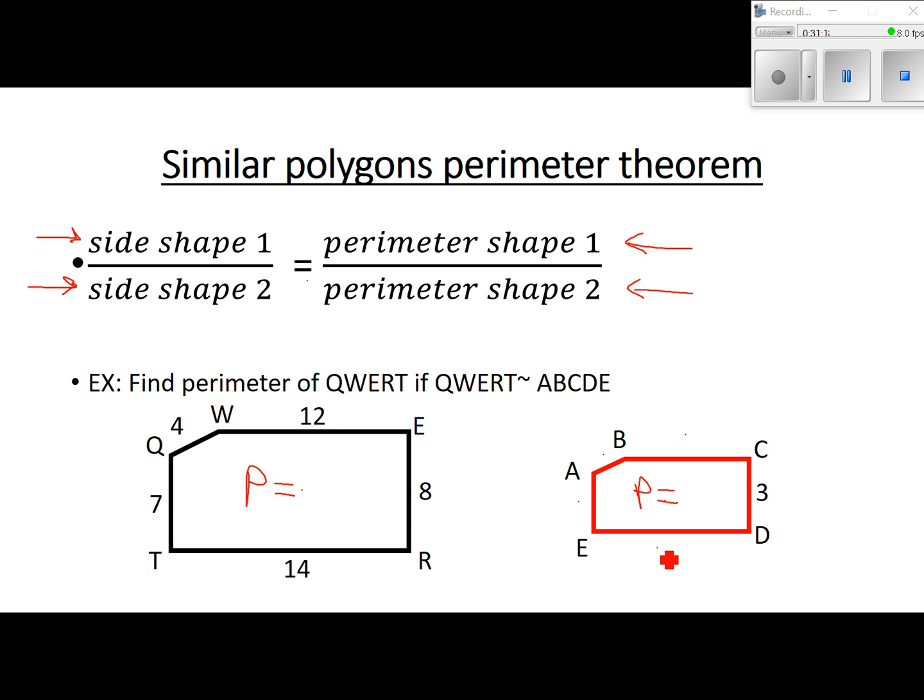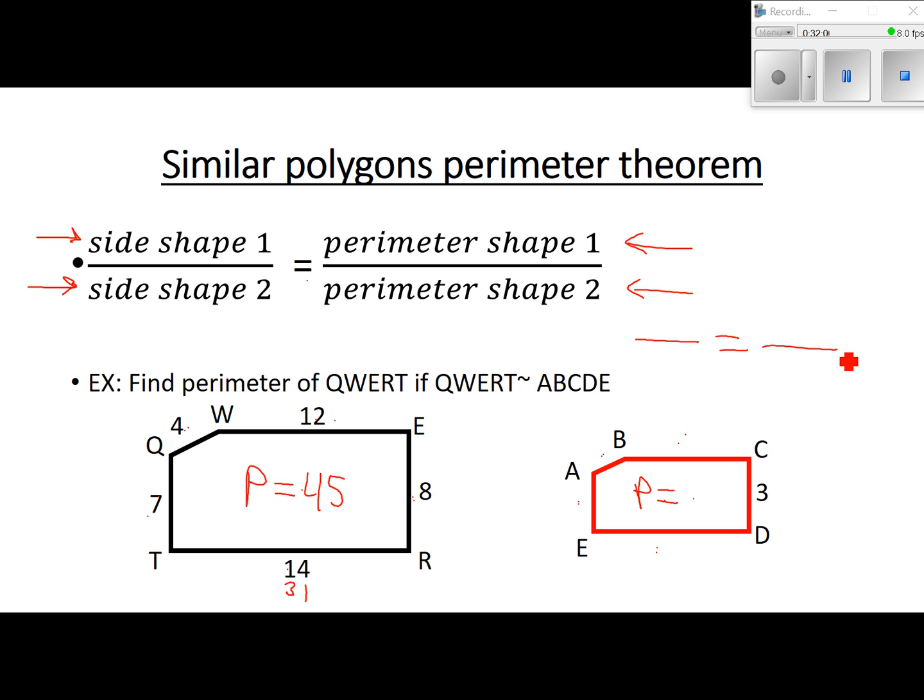So on this one, I can find the perimeter here because I know all these lengths. I can add them up. 8 plus 12 is 20. 20 plus 4 is 24. Plus 7 is 31. Then 31 plus 14 is 45. So the perimeter of this shape is 45. On this shape over here, I could set up proportions to find this side, this side, this side, and so on, then add them all up. But if we could just do it as one thing, then it'd make it easier, and that's what this theorem does.